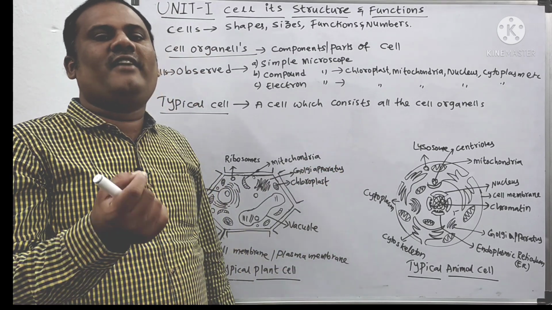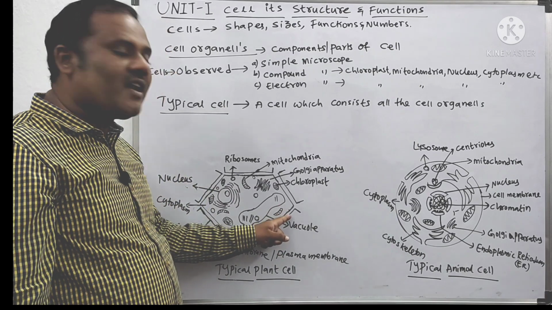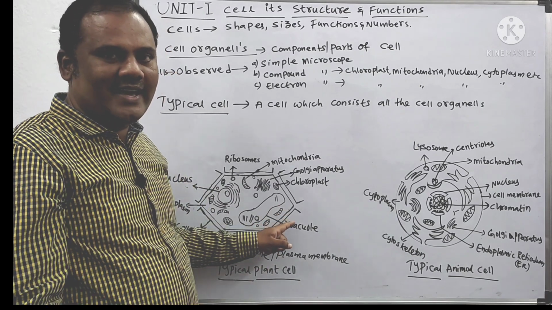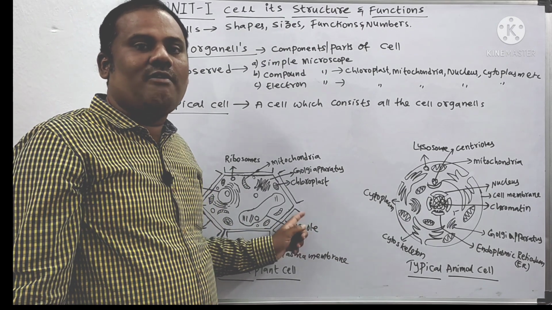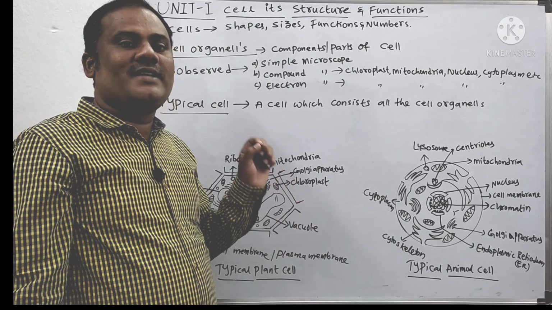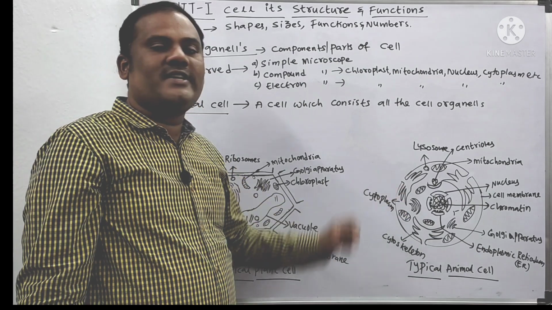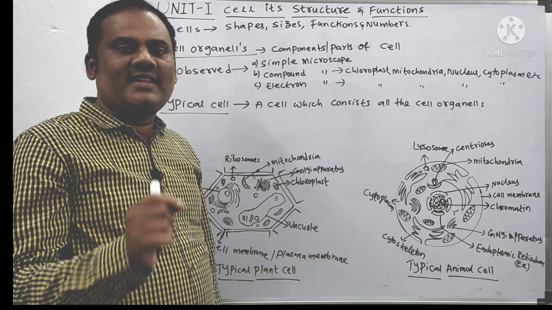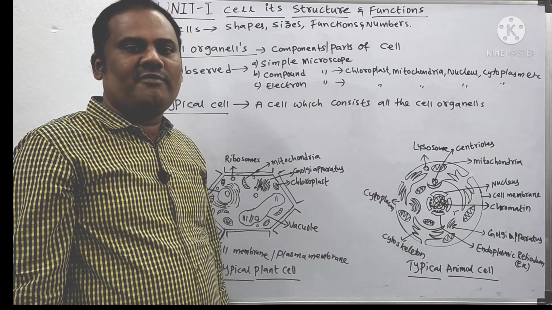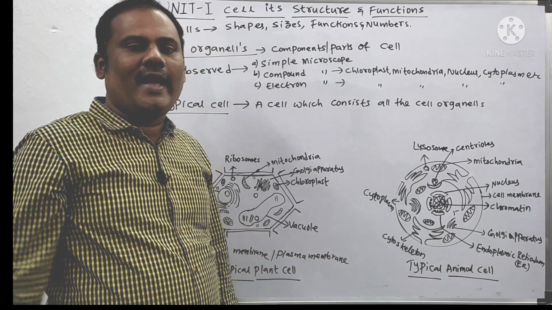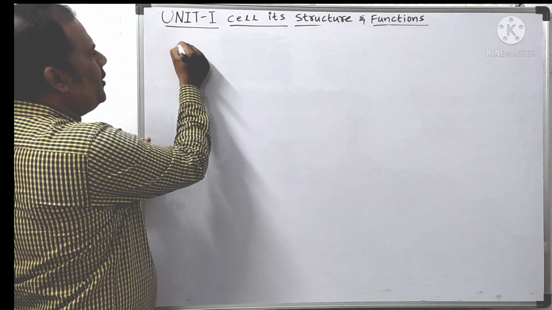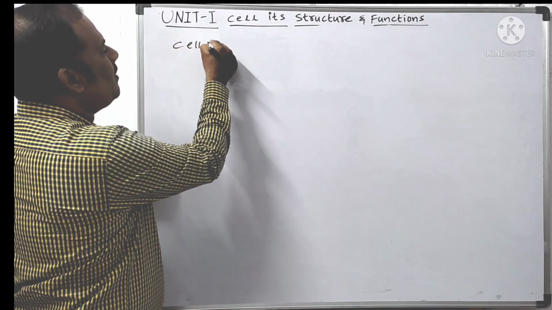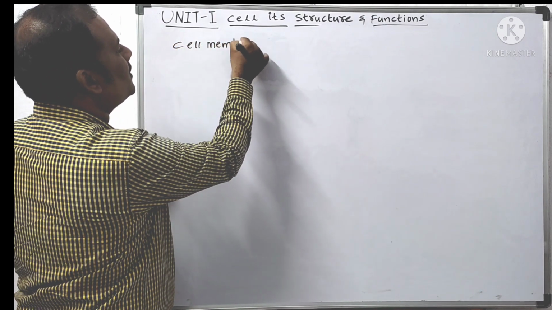How can you identify? Very simple: if an extra covering, an extra layer, is observed, that is a plant cell. That is nothing but what? Cell wall. Cell wall is a unique feature present only in the plant cell, which is absent in what? Animal cell. By seeing that feature, we can easily identify which is the plant cell and which is the animal cell.